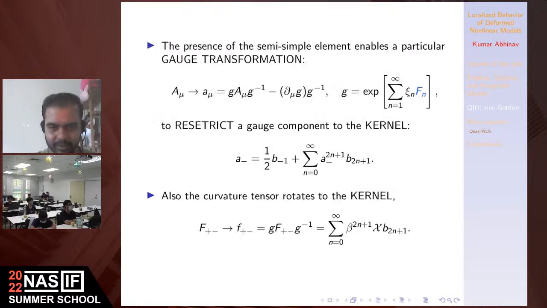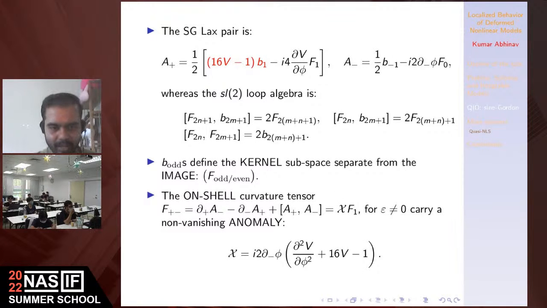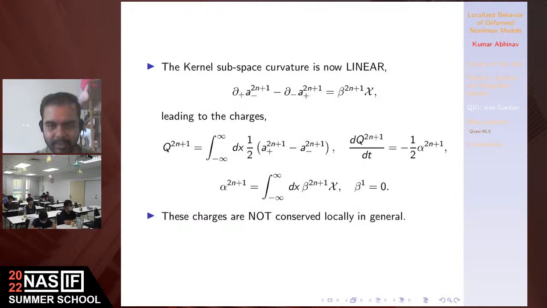Earlier, just let me go back. In the definition of F plus minus in this on-shell curvature tensor, that last line, you can see F plus minus had a nonlinear part, the commutator. But after rotation, that nonlinear part in this first equation has vanished. So we have a linear equation, and we are happy with it.